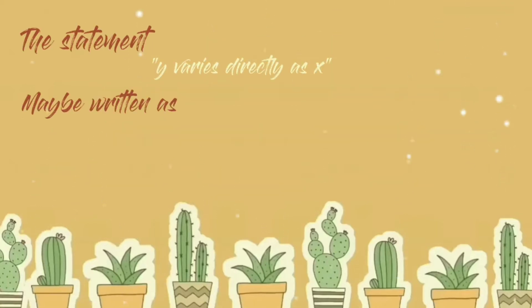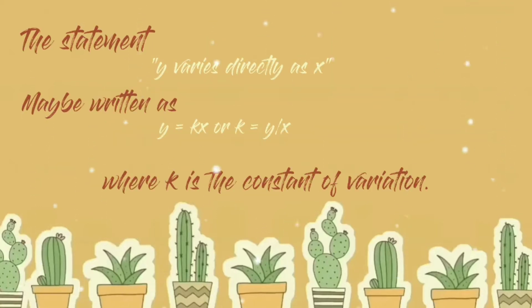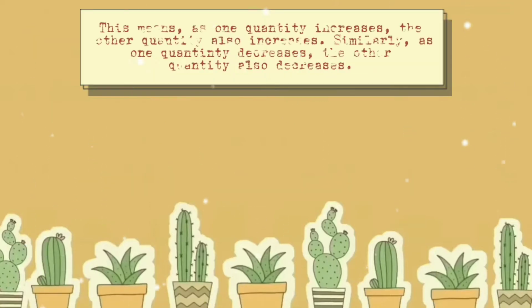The statement, y varies directly as x, may be written as y equals kx or k equals y over x, where k is the constant of variation. This means as one quantity increases, the other quantity also increases. Similarly, as one quantity decreases, the other quantity also decreases.